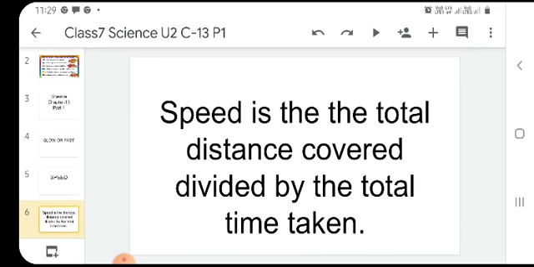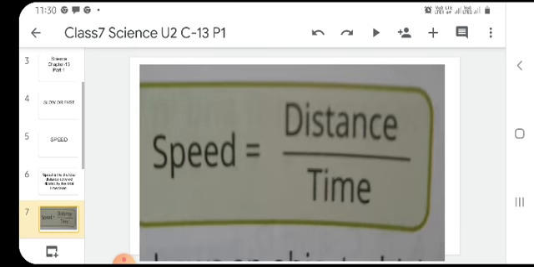So, what is speed? Speed is the total distance covered divided by the total time taken. Here is the formula: speed is equal to distance upon time. What are the instruments to measure speed and distance? Our speedometer shows the speed of a running vehicle at any instant. It generally shows in kilometer per hour, and the odometer measures the total distance covered by an object or vehicle. Generally it shows in kilometer.